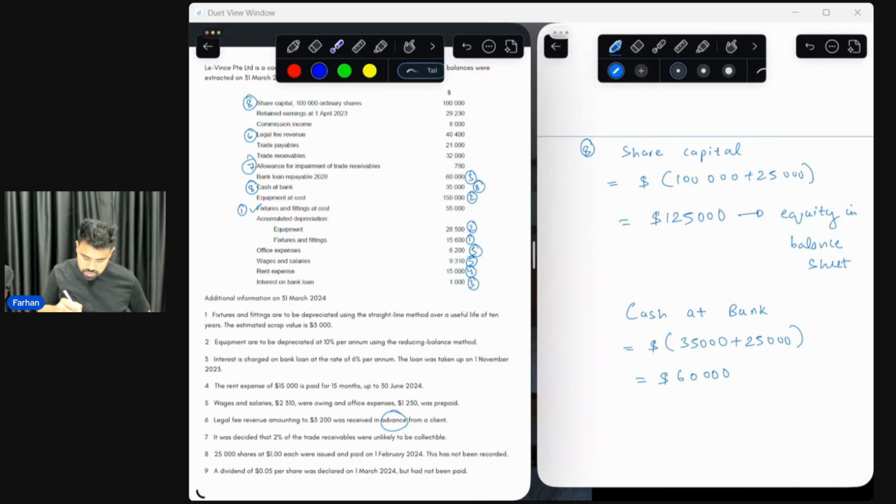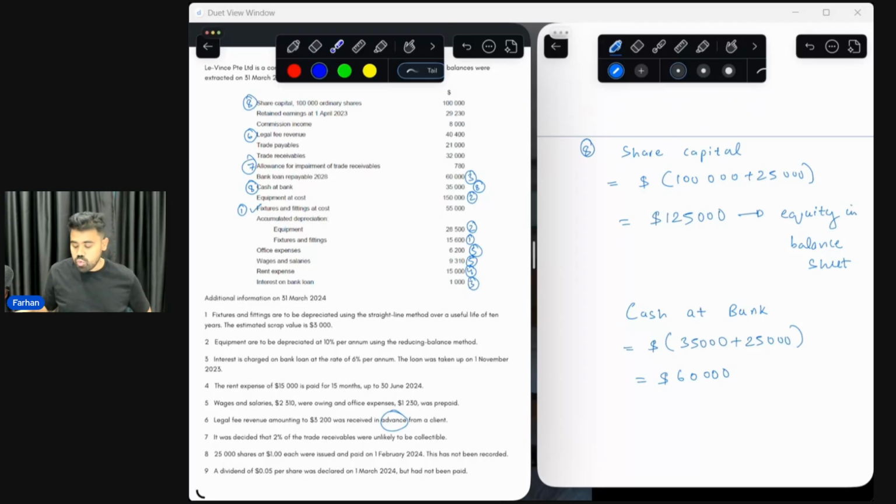25,000 shares at $1 each were issued and paid on the 1st of February 2024. This has not yet been recorded. So you may have already prepared for the topic correction of errors, and you would know by now this is what we would classify as an error of omission because we have completely forgotten to record this.